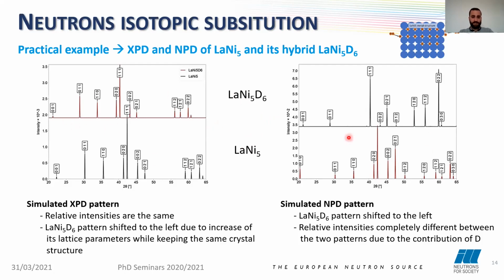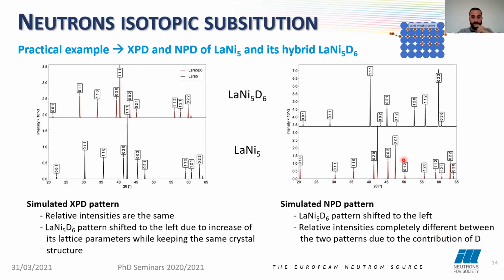In these figures, the X-ray and the neutron powder diffractograms of these species, this one with deuterium atoms, are presented. We see that the relative intensities of the X-ray powder diffraction patterns are the same for both species, and the only major difference is that the pattern for the hydride sample is shifted to the left. This is what we expect for an alloy that experiences an increase of its lattice parameters but keeps the same crystal structure. However, we cannot get any information about the localization of the hydrogen or the deuterium atoms in the crystal.